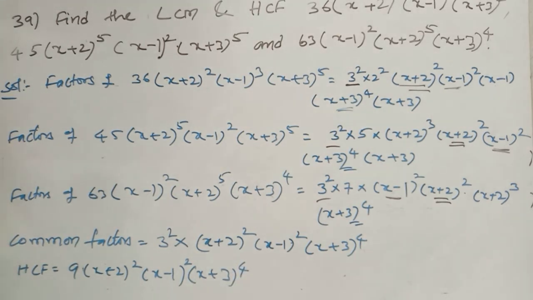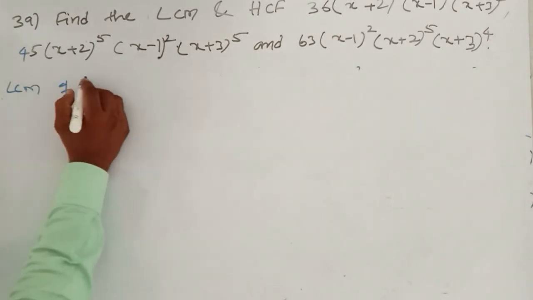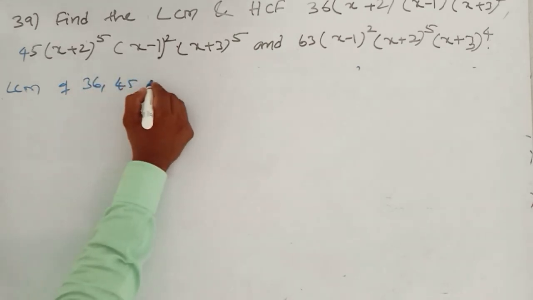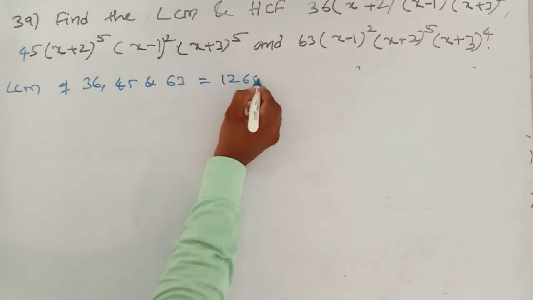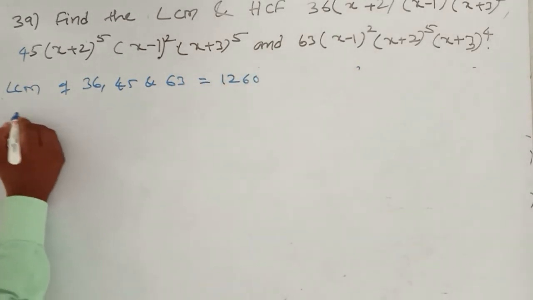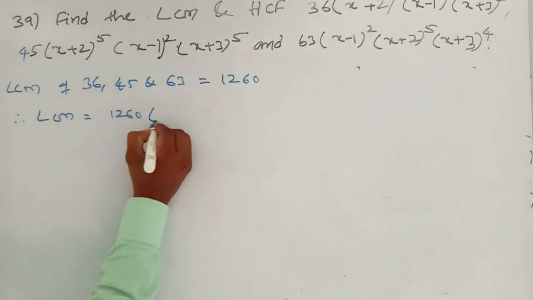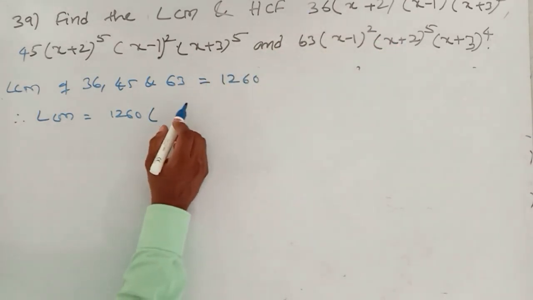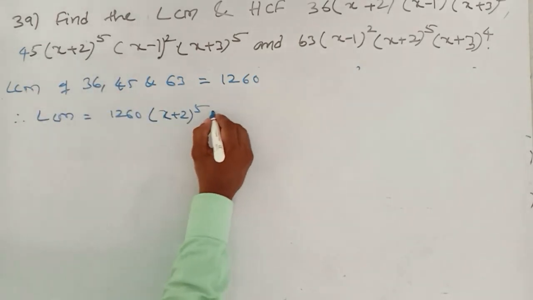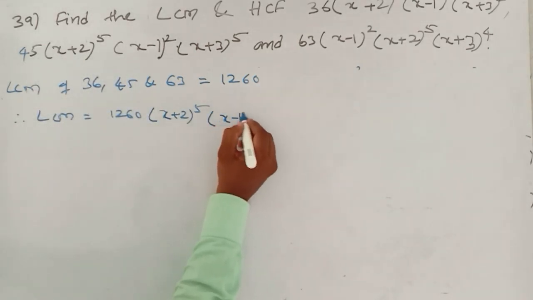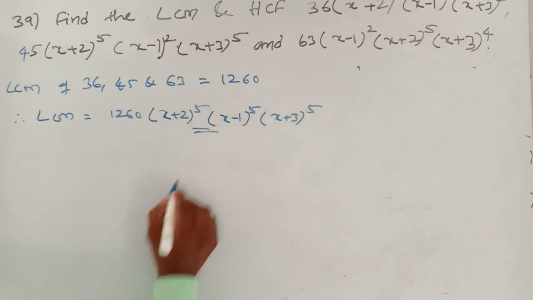Now we will do the LCM. Now I am going to find the LCM of the numbers, that is 36, 45 and 63. So by doing prime factorization method, I am going to get the LCM is 1260. So therefore LCM is equal to 1260 into, the highest factor of x+2 is (x+2)^5, I am taking here, into (x-1)^3 into (x+3)^5. This is the LCM.